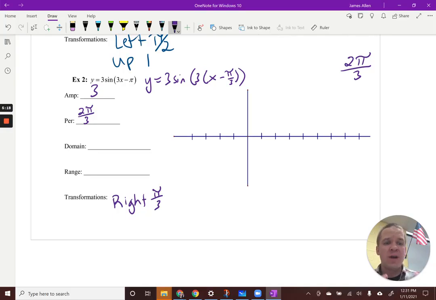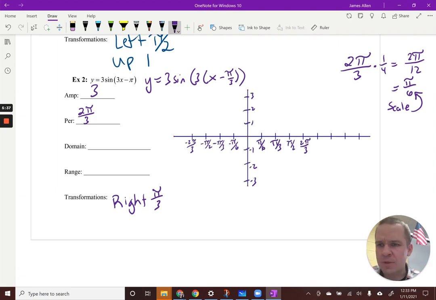Let's go. We've got to go ahead and divide my period by 4 to get my tick marks, right? So if I were to divide it by 4 or multiply by 1/4, I'd end up getting 2 pi divided by 12, which would be pi divided by 6. So that's what I meant by scaling. Scale. All right, let's notch it out. All right, so we're all scaled out.